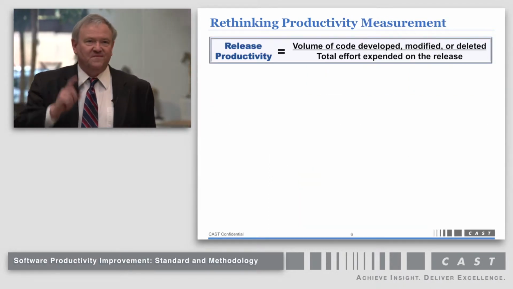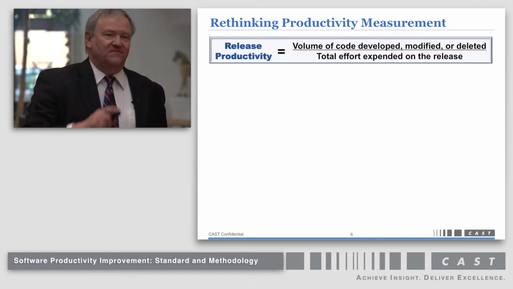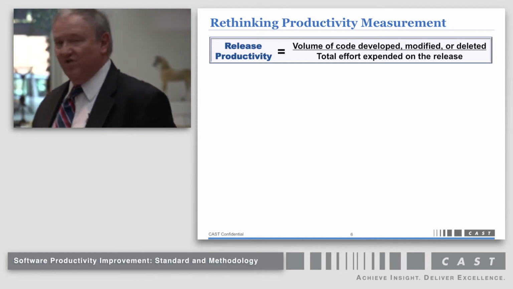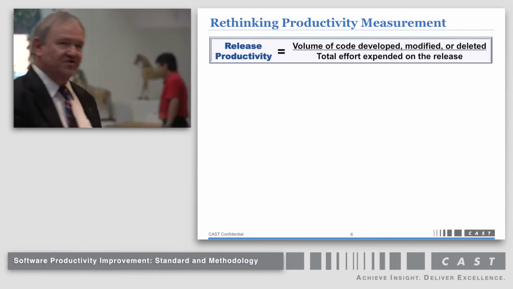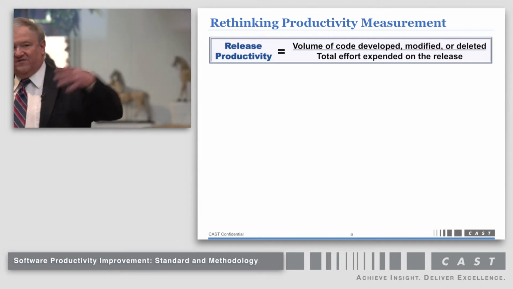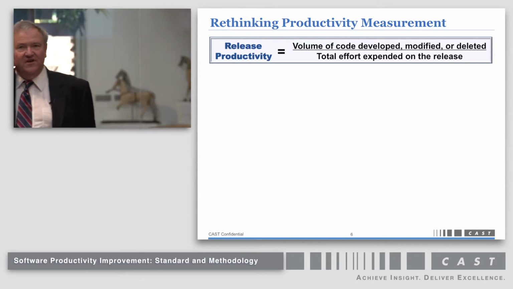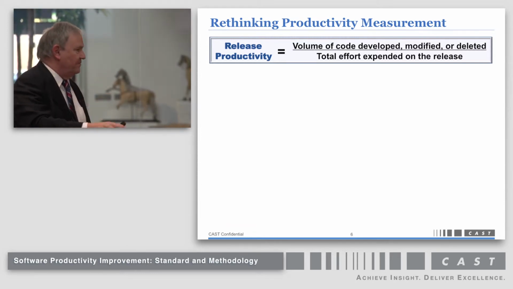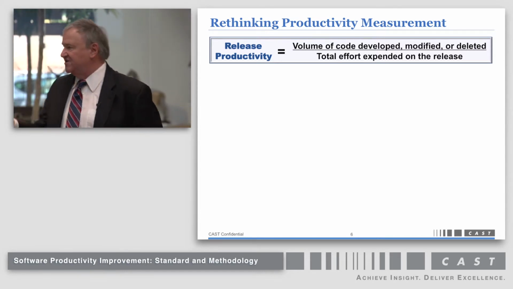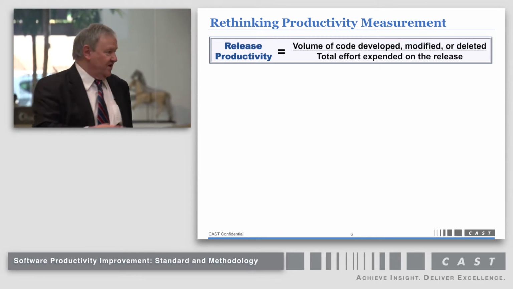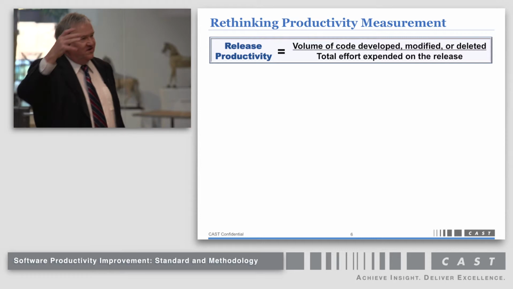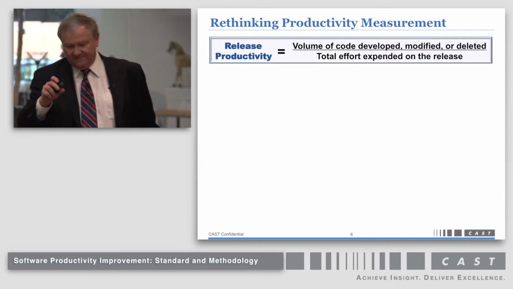All right, so the classic definition of productivity, and let's take productivity for a single release. The classic definition of productivity is the volume of whatever I built, the amount of stuff we actually developed, the amount of code that I developed or modified or deleted, divided by the total effort I spent on that release. And that's classic. I mean, we get that straight out of manufacturing. The number of things we produce divided by the effort required to do it.